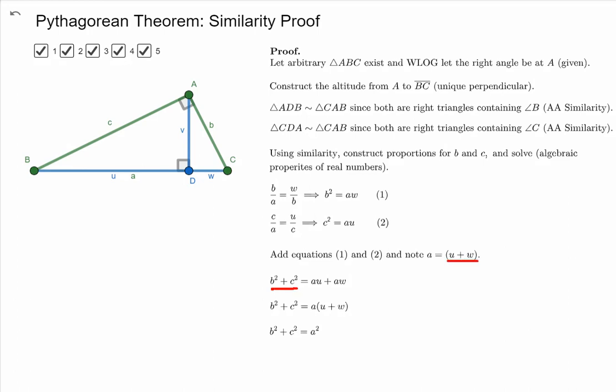Then we're going to use this relation to substitute in. Well, first we factor out the a, then we can substitute in an a right here. So we have a times a, which is a squared. So there is the relationship: a squared equals b squared plus c squared.